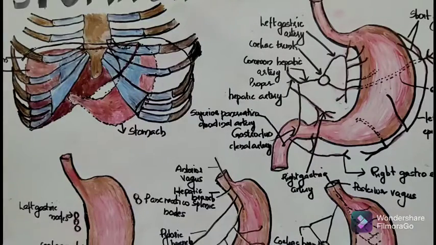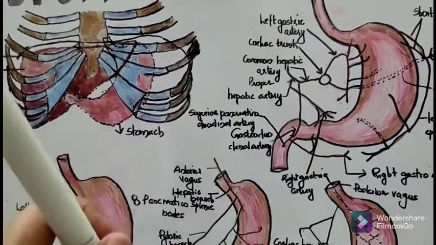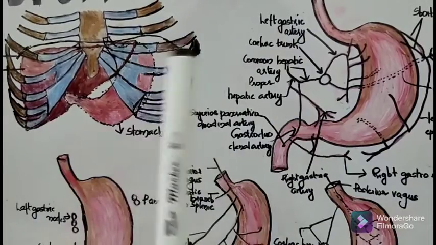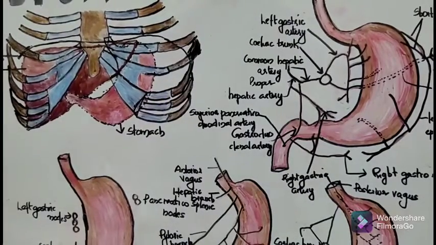Hello everyone, in this video we'll continue the anatomy of the stomach. Today we'll discuss the peritoneal relations, the visceral relations, blood supply, nerve supply, lymphatic drainage, etc. of the stomach. First we'll discuss the peritoneal relation.